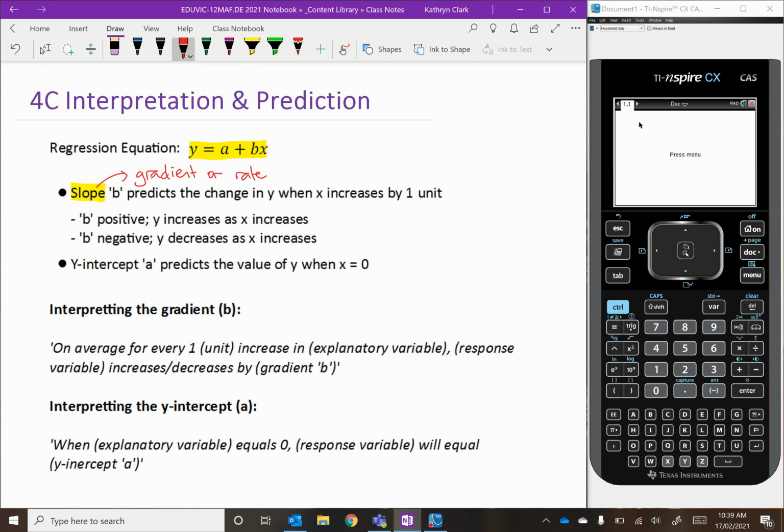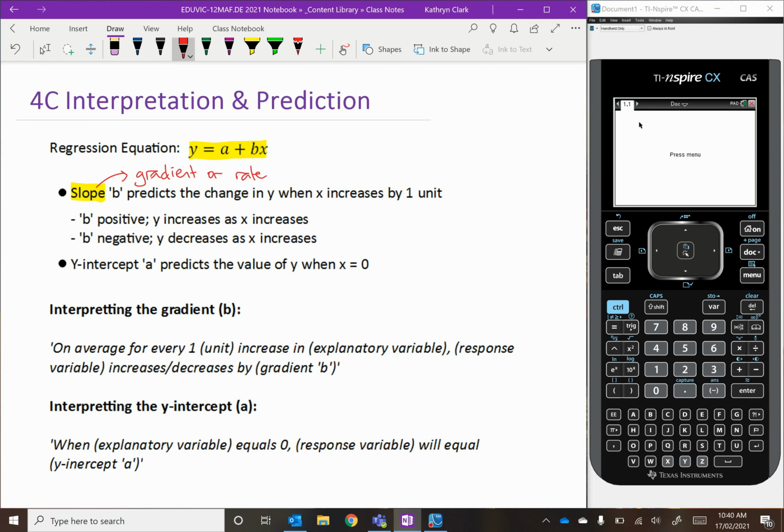And the slope basically tells us the steepness of our line. It's telling us how much y is changing as the x variable increases by 1 unit. And basically, the bigger the value of the slope, the steeper your line is going to be. It also tells us the direction of our data. If we have a positive b value, then our y variable is increasing as x increases, and we will have a positive graph. Whereas if b is negative, then that means that y is decreasing as x increases.